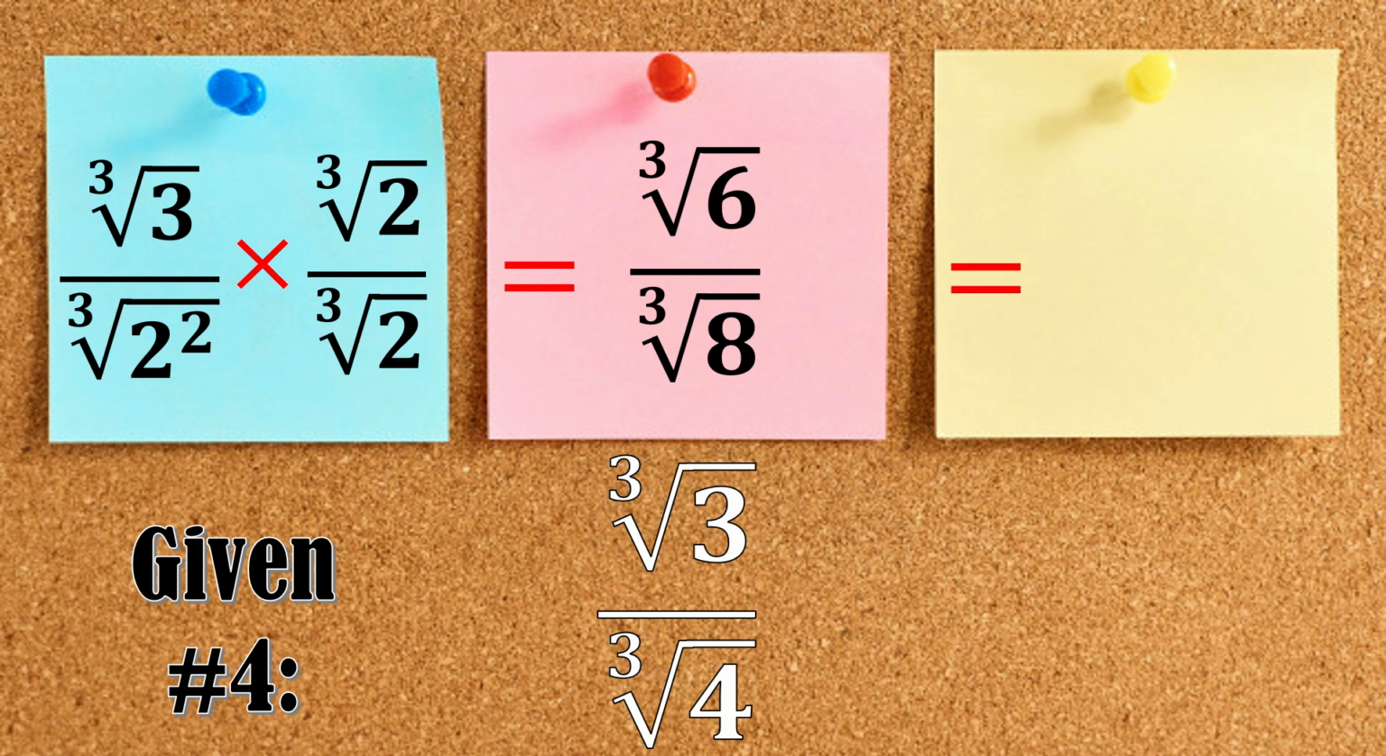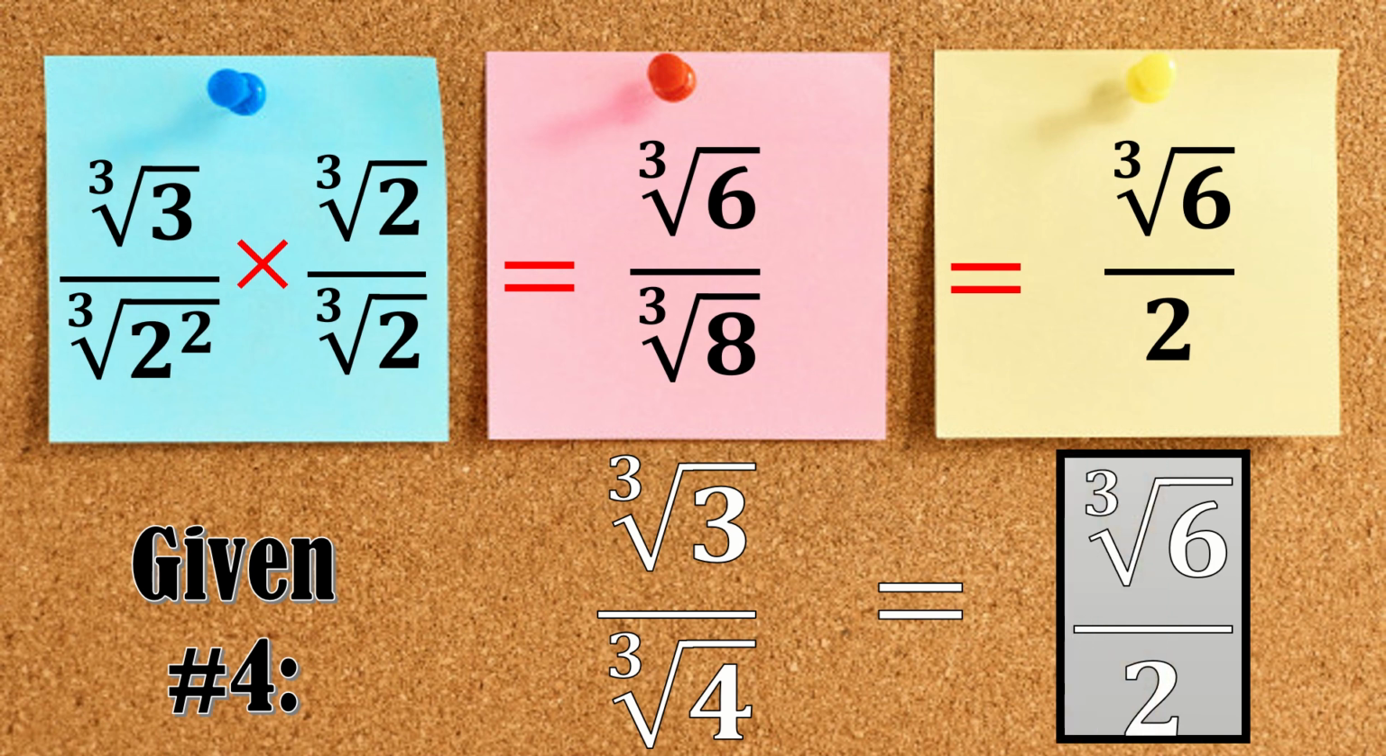Simplifying the numerator, cube root of 6 is already simplified. And then cube root of 8 is equal to 2 because 2 times 2 is 4 times 2 is 8. So, for the final answer of this, we have the cube root of 6 all over 2. That means cube root of 3 all over cube root of 4 is simplified as cube root of 6 all over 2.